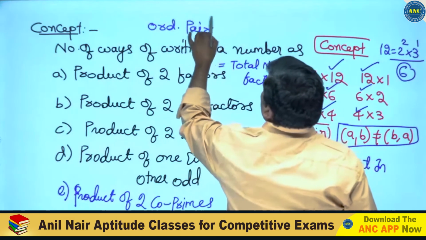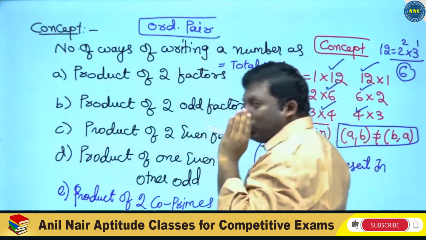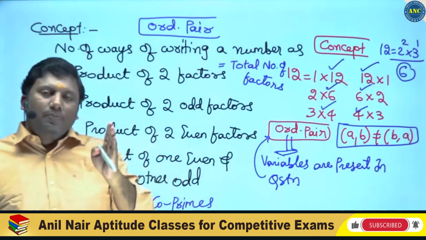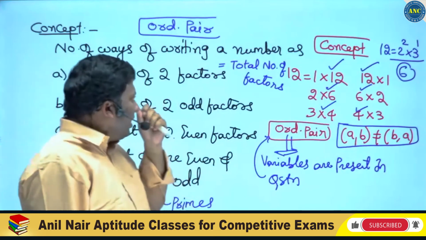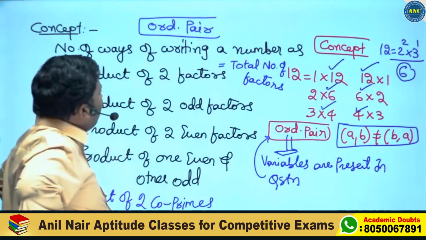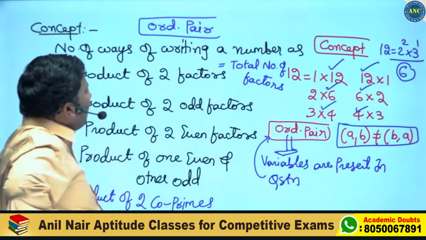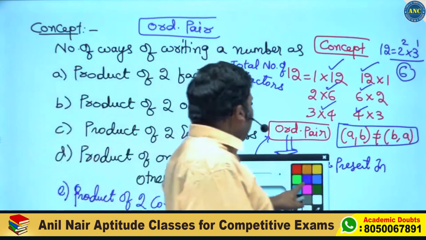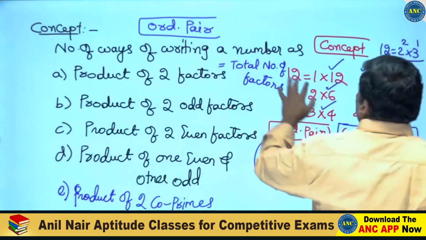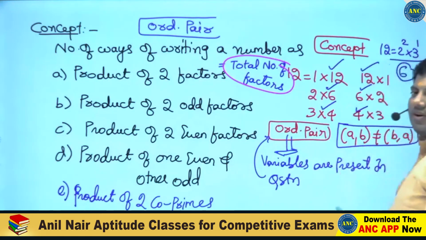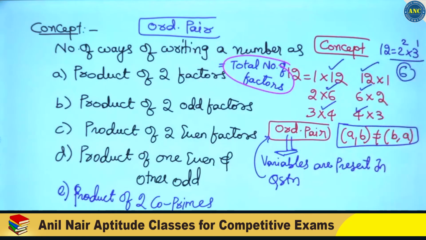What do you mean by an ordered pair? The way in which you write the number matters. A into B is different from B into A. The number of ways of writing a number as a product of two factors is always equivalent to the total number of factors.